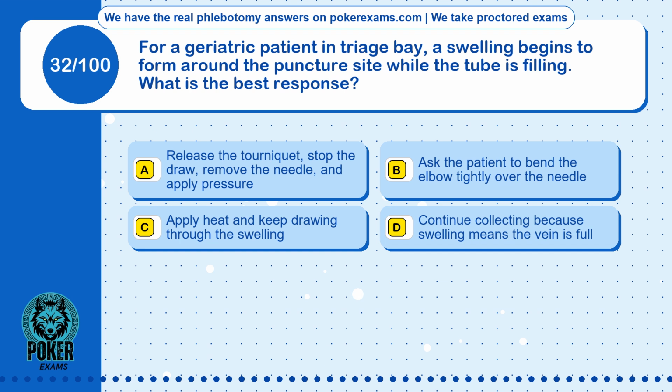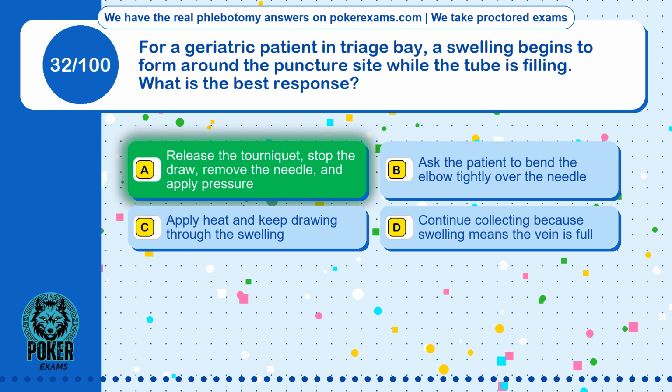Question 32. For a geriatric patient in triage bay, a swelling begins to form around the puncture site while the tube is filling. What is the best response? Option A. Release the tourniquet, stop the draw, remove the needle, and apply pressure. Option B. Ask the patient to bend the elbow tightly over the needle. Option C. Apply heat and keep drawing through the swelling. Option D. Continue collecting because swelling means the vein is full.